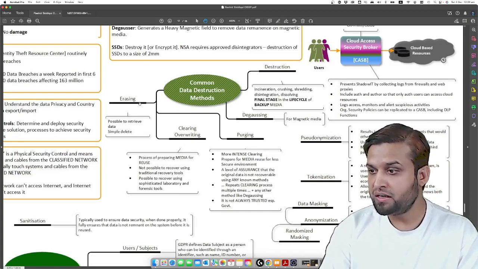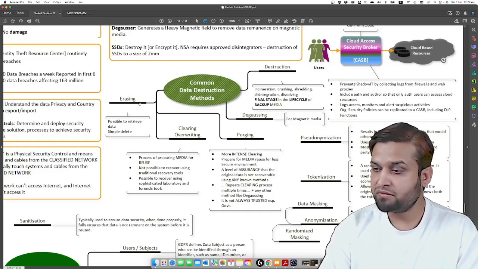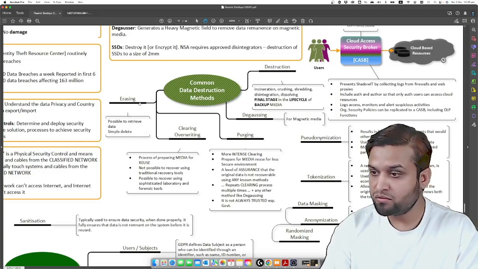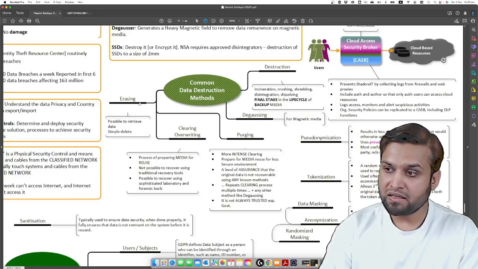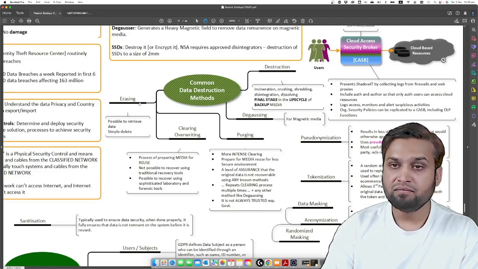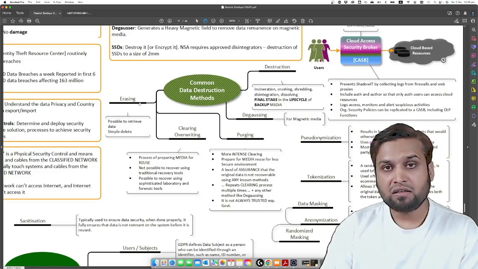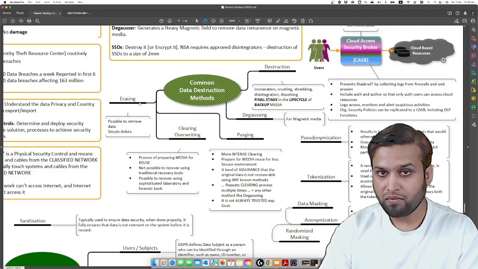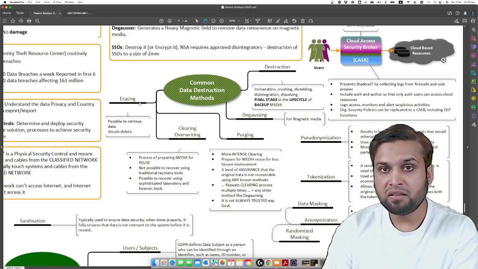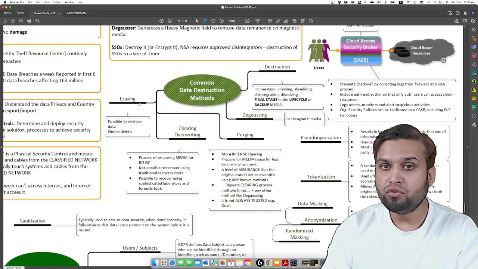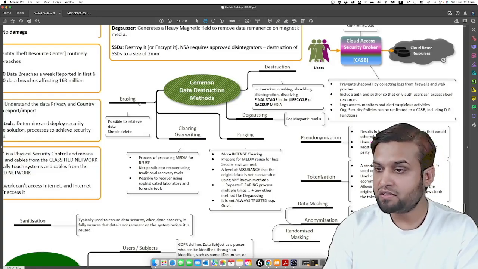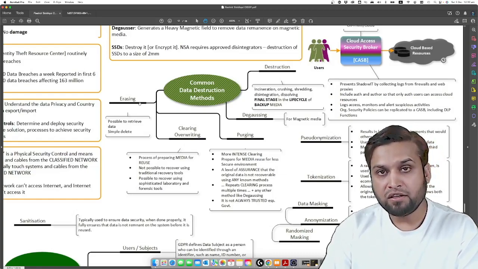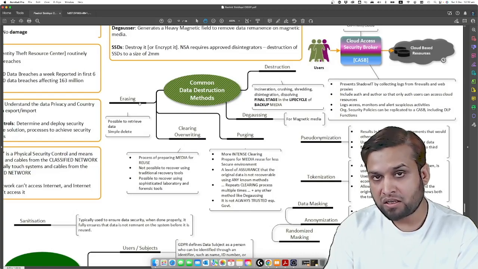Purging is more intense clearing, right? It is also a preparation of media for reuse, but the reason we do purging is this. Let's think about a situation where you have a top secret environment and you want to use the hard disk or the storage media in a different system in the same top secret environment. So you don't have to go for purging. You can just do clearing and use that media at the same classification level.